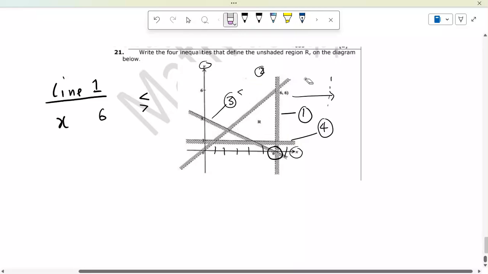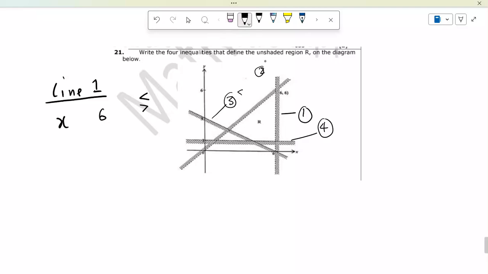So we are finding inequalities which represent the region R. Okay? So first of all, you check where this line passes. Is it the y-axis or x-axis? Is it straight or slant? So this line is straight, passing through at a point x equals 6. So the region we want is R. Is this side less than 6 or greater than 6? This side is less than 6. So R is defined by x is less than 6.